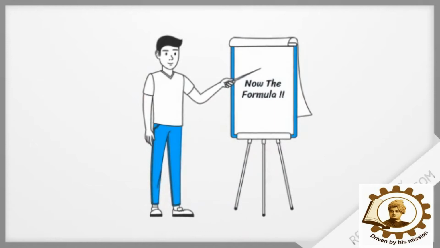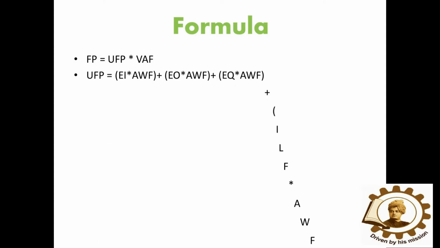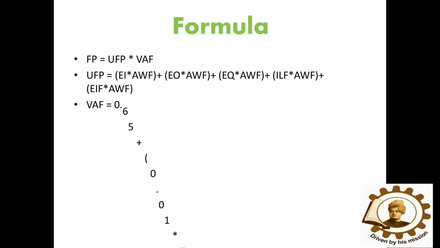Now the formula. FP is equal to UFP into VAF. UFP is equal to summation of average measured parameters. VAF is equal to 0.65 plus 0.01 into TDI. TDI is equal to 14 into DI.